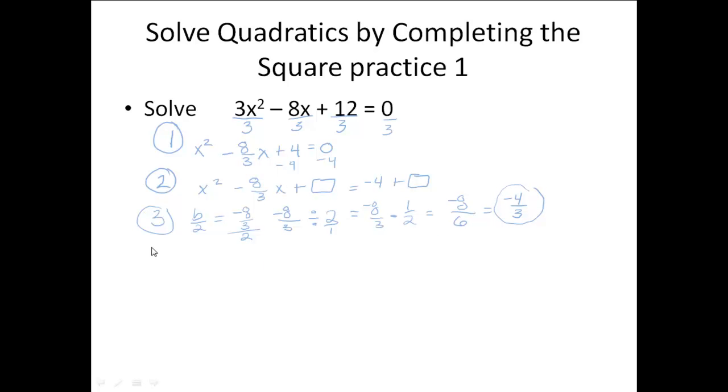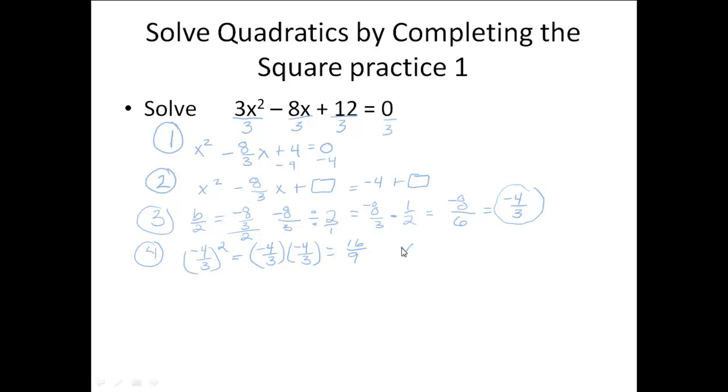Step 4, we square that. We have to do our b over 2 squared. So I'm going to take negative 4 over 3 squared. Now remember, when you square something, that's multiplying it by itself. So I have negative 4 over 3 times negative 4 over 3. Multiply the top, and I get positive 16. Multiply the bottom, and I get a positive 9. So my b over 2 squared ends up being 16/9, and that's what goes inside these boxes up here.